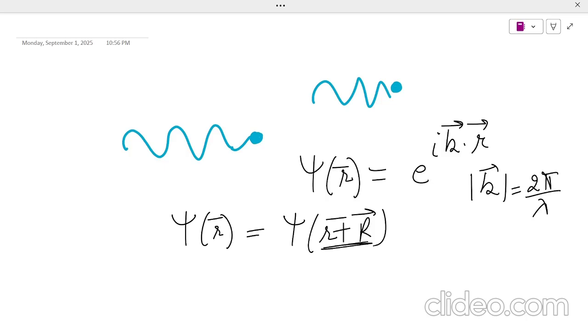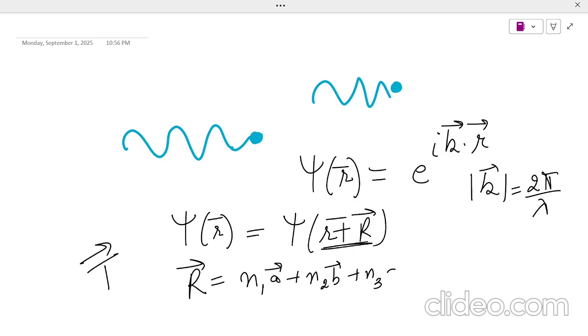r plus capital R. Now this capital R is the translation vector, in some books denoted by T also, and it is given by n1 a plus n2 b plus n3 c, which clearly says that if we are moving in the direct lattice from one point to another, we have to move some steps towards the x-axis, some towards the y-axis, and then some towards the z-axis if we have a 3-dimensional lattice.